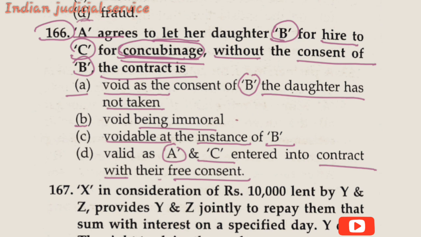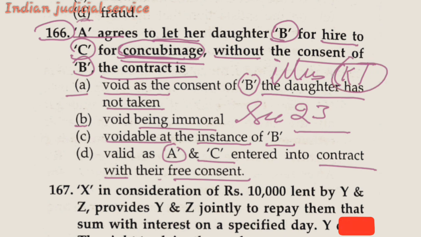So this question is related to Section 23. Section 23 deals with what consideration and object are lawful and what are not. And this question is directly related to illustration K. Illustration K states that if the agreement is for such immoral activities, then such agreements are void. So in this question the answer is option B, void being immoral, because the object of the agreement between A and C is immoral. Now come to the next question.